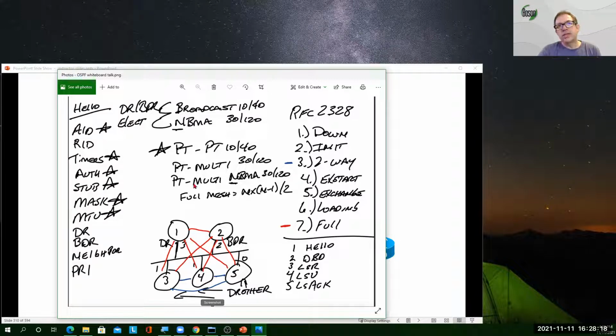The way the RFC words it, and OSPF version 2 is covered by this RFC 2328, they say they have to agree on the subnet mask, which is kind of a strange way to say they must be in the same subnet. So two OSPF routers on this link that connects them together, they must be in the same subnet here.